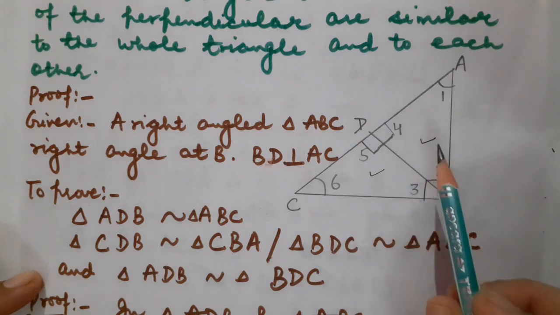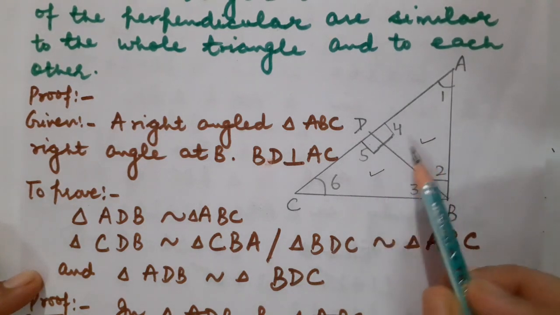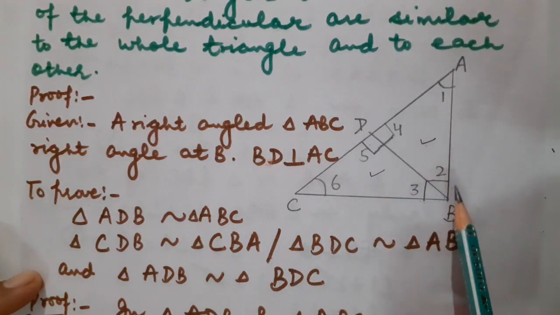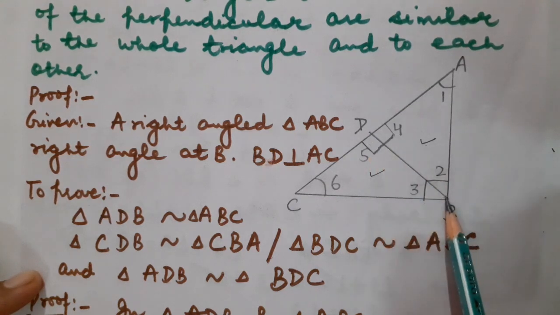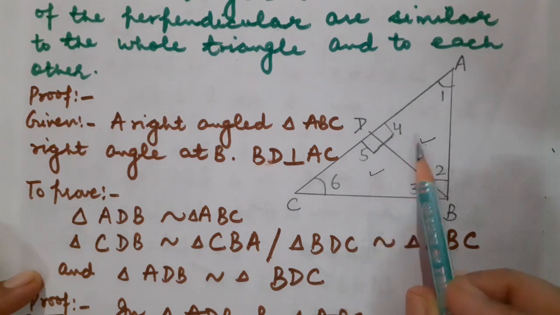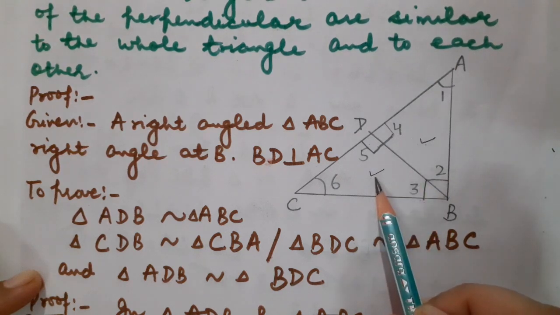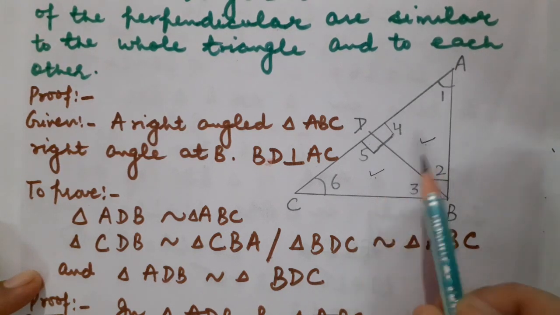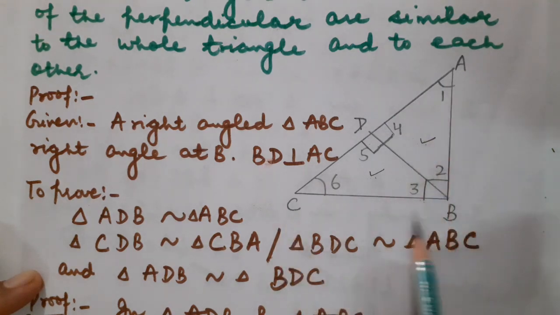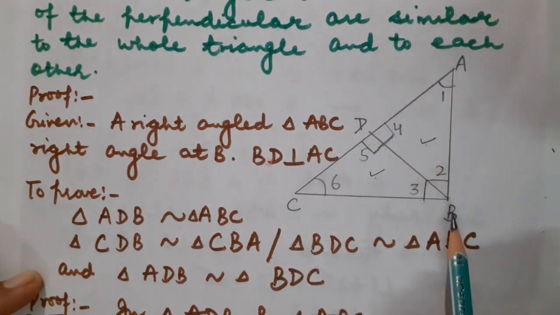Now, what do we have to prove? We have to prove that when two triangles are formed while drawing a perpendicular from the right angle of a right angled triangle, then both of those triangles are similar to each other, as well as similar to the bigger triangle, that is triangle ABC. Clear?